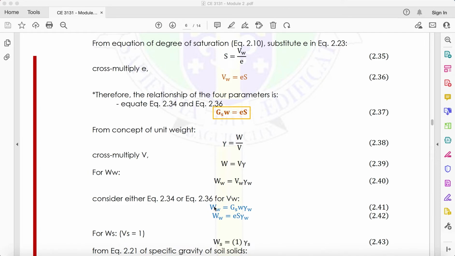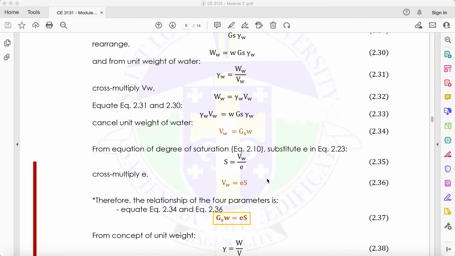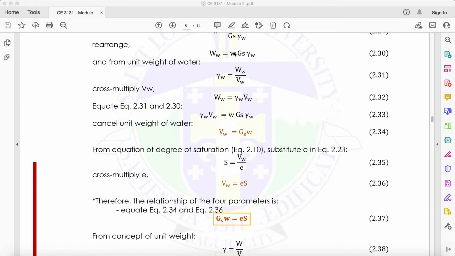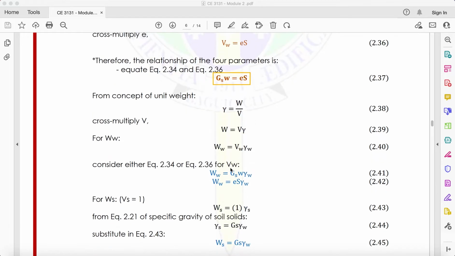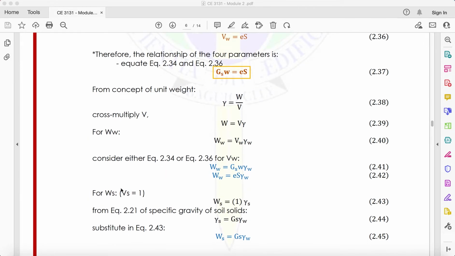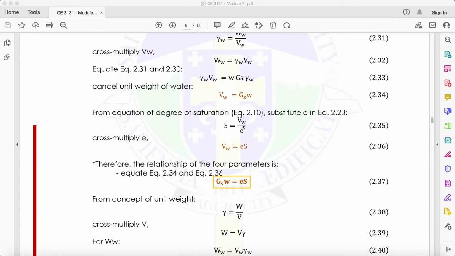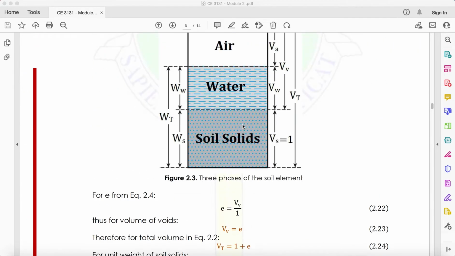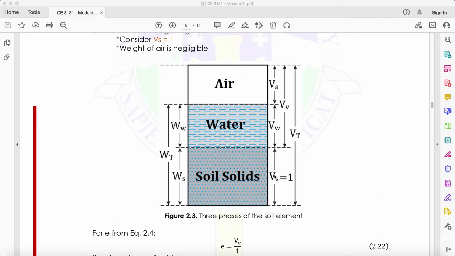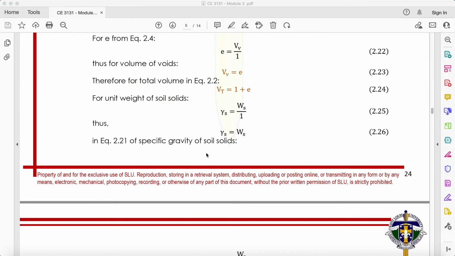So the weight of water is equivalent to the specific gravity times the moisture content times the unit weight of water, or actually this is equation 2.30. Ito, Ww is equivalent to wGs gamma w. Okay, where Ww is equivalent to eS times the unit weight of water. But since from our block diagram, sabi natin dito, our guide would be Vs is equivalent to 1. So Vs here is 1.